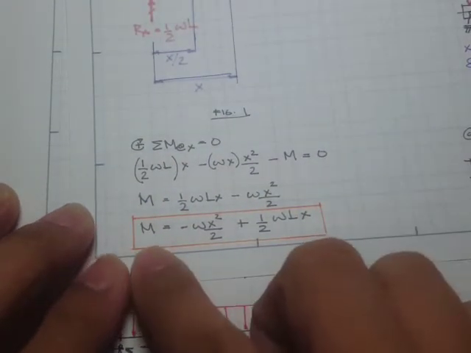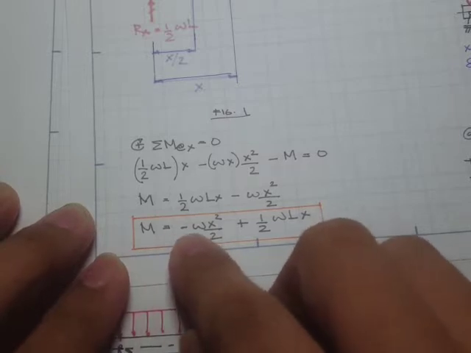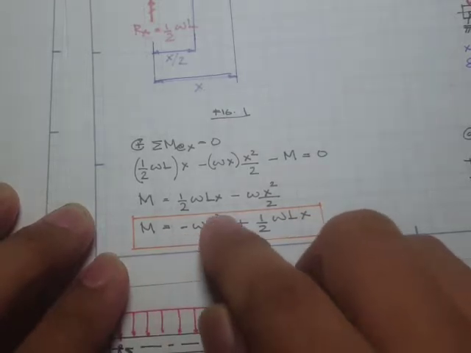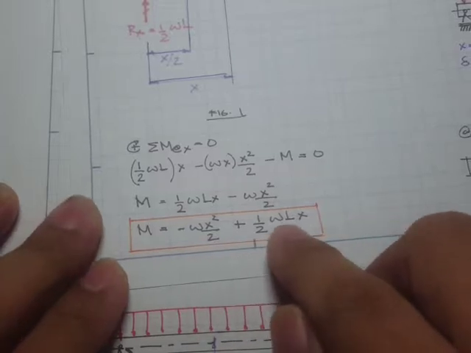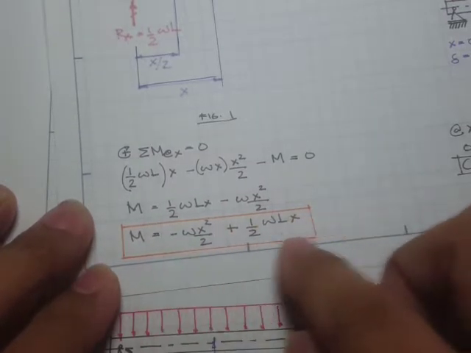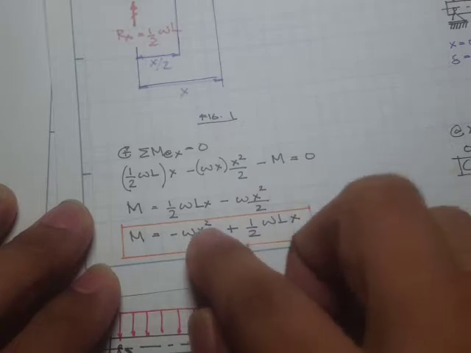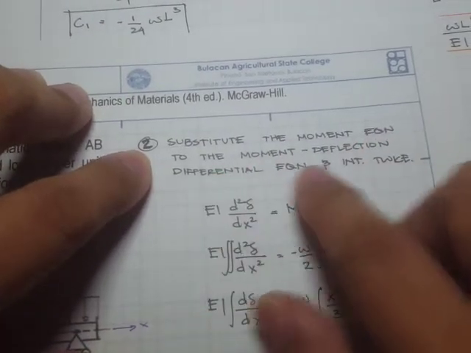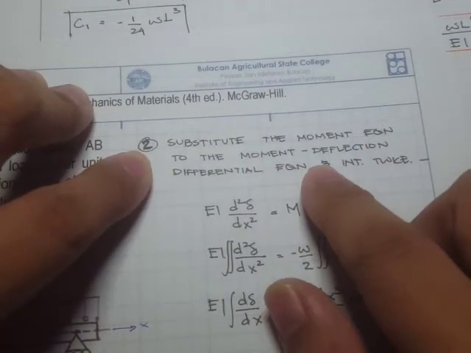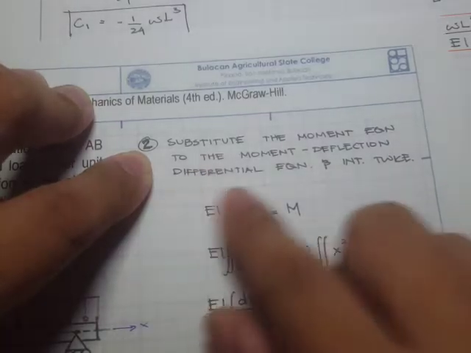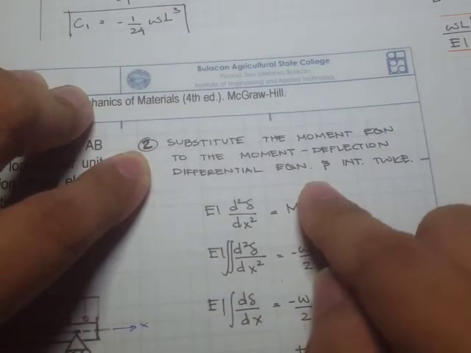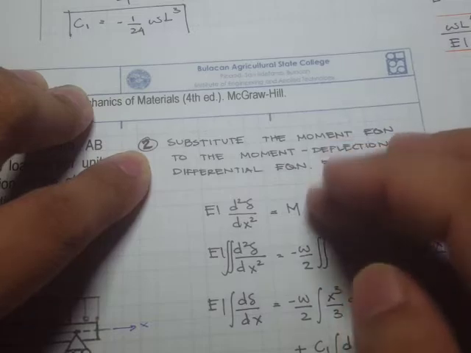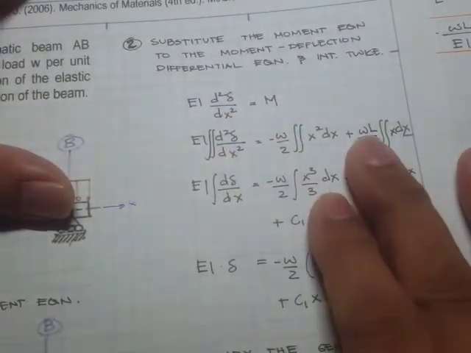It says here that M is equal to negative omega x squared over 2 plus 1/2 omega L x. So you would notice that the moment function is of degree 2. Okay, so after we obtain that, we substitute the moment function into the moment-deflection differential equation, and we will integrate it twice. So we just substitute and do the integration.